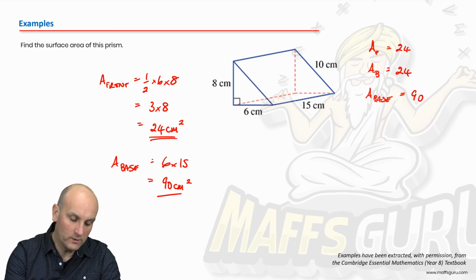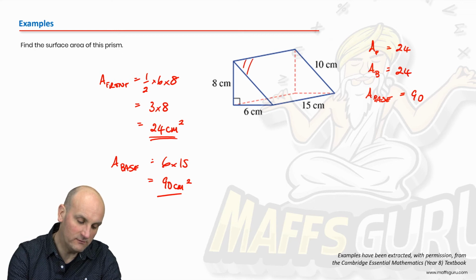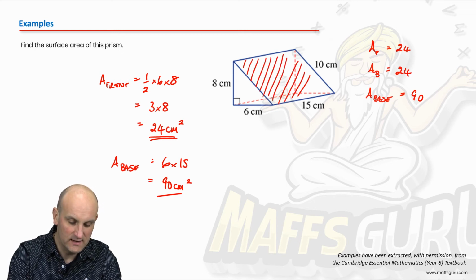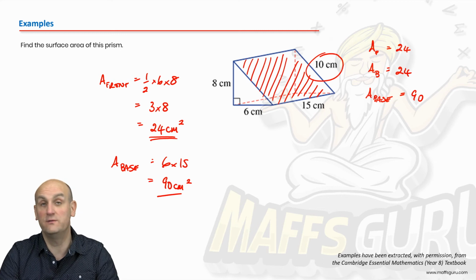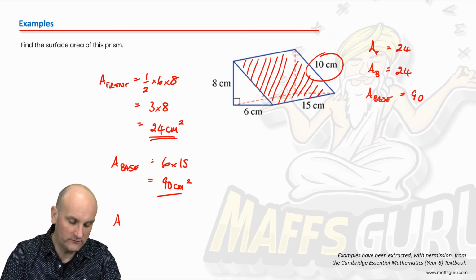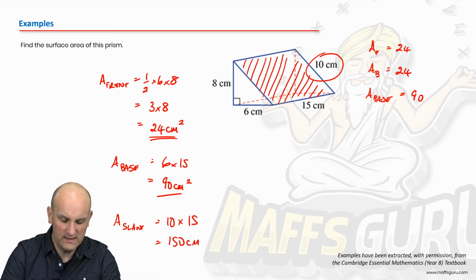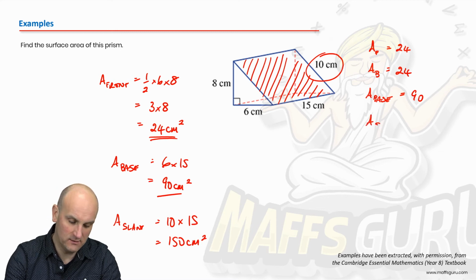What about the next one? Well, how many sides do we have left? Let's do the area of this slanted section here, this huge slanted section, and that's why they've given you the 10 centimeters there. Not to try and trick you, but to help you. So the area of the slanted section, you can call it whatever you like, is equal to 10 times 15, which is 150 centimeters squared.